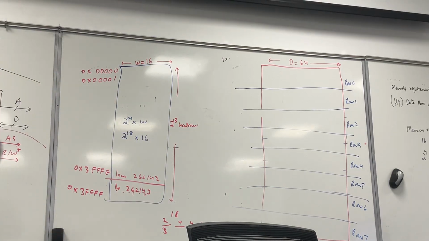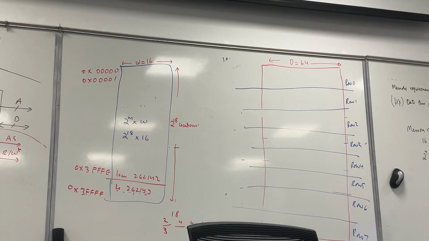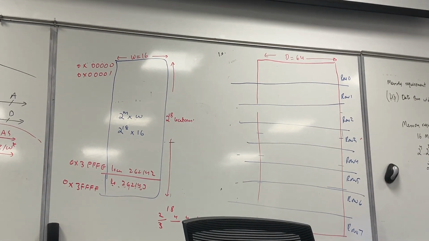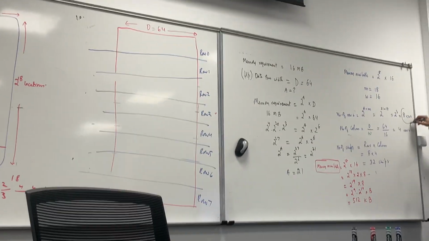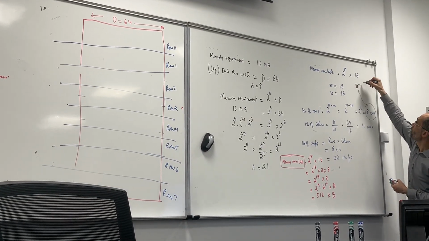So we have logically divided this memory into 8 rows. Please remember, the number of rows is 8. So if it is 8 rows, it will go from row 0 to what?